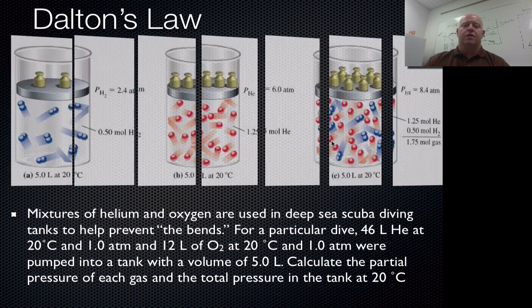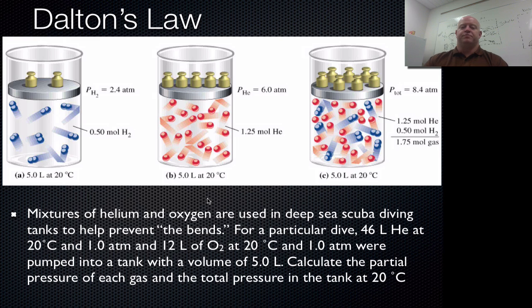Okay, if you take a look at Dalton's law in terms of just some cylinders and pressures, in this case we have hydrogen gas with a partial pressure of 2.4 atmospheres, and we have half a mole of hydrogen gas inside of here. Over here we have helium, with 6 atmospheres of helium pressure and 1.25 moles of helium.